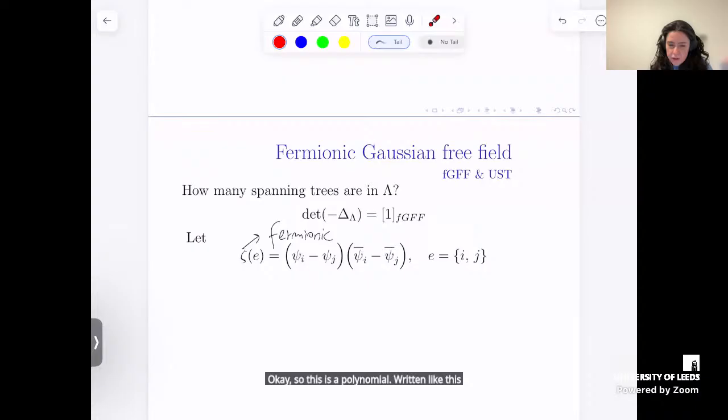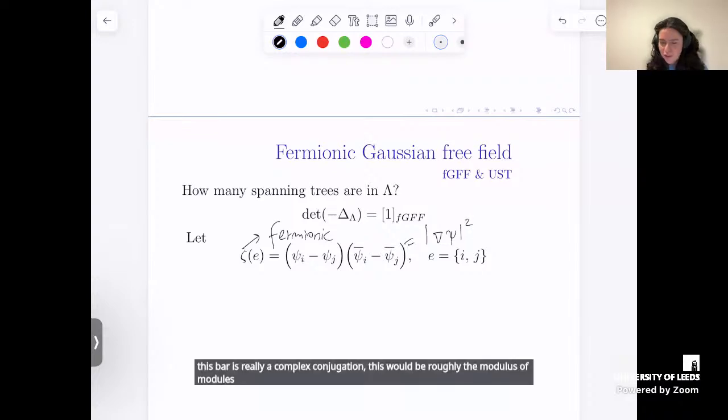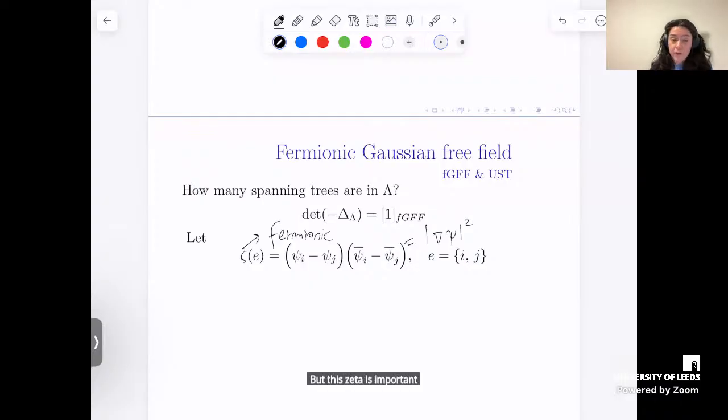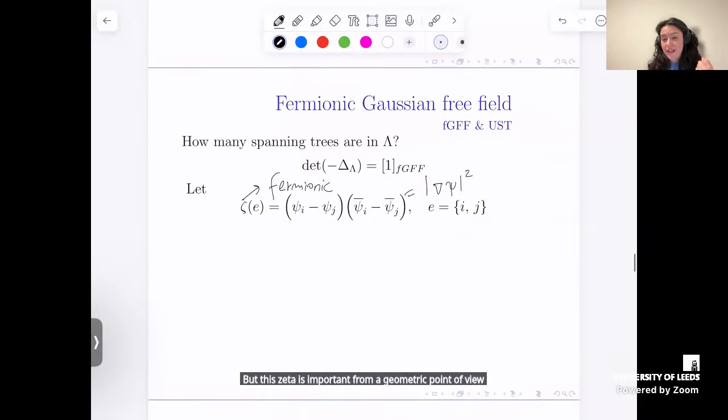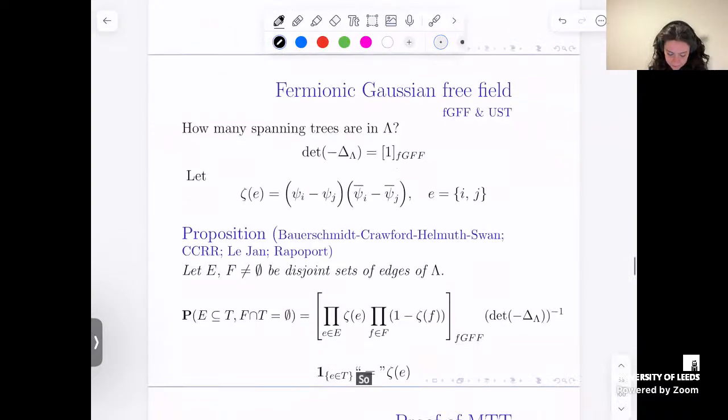If you were to imagine that this bar is really a complex conjugation, this would be roughly the modulus of the gradient of psi, if I think that the gradient here is really the difference along the edges. But this zeta is important from a geometric point of view because it actually tells me exactly the edge probabilities of the UST. So what do I mean by that?